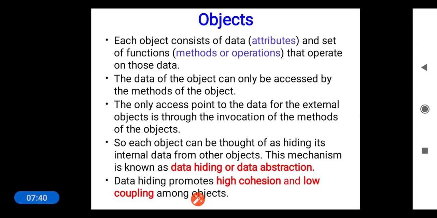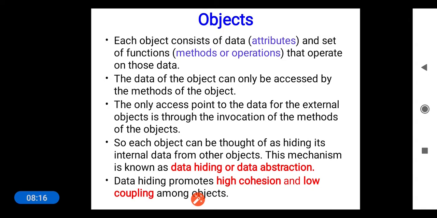Next, coming to the data of an object, that is attributes. Generally the attributes or the data of an object can only be accessed by the methods of the object. For example, if any external object wants to make use of the information or the data of an object, then it can access it only through the invocation of the methods of that object. This is called data hiding or data abstraction. Data hiding or data abstraction leads to high cohesion and low coupling among objects.